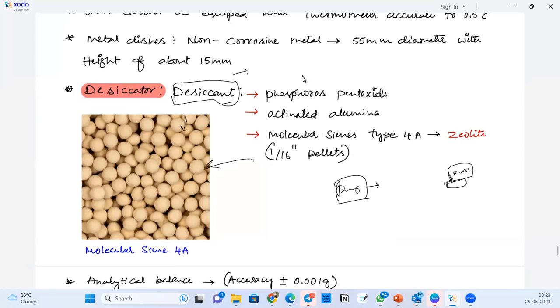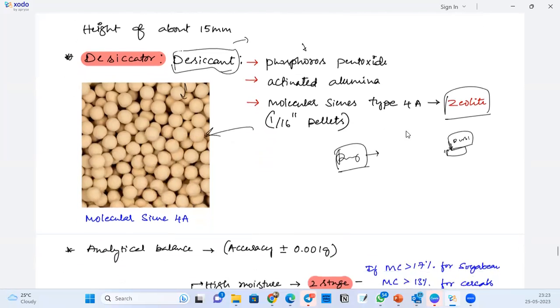And this is the mineral like zeolite. This is made up of zeolite mineral. Desiccation, why is it important? To make sure that the surrounding moisture is not accumulated around the seeds. That is why we use the desiccator for accurate moisture estimation.